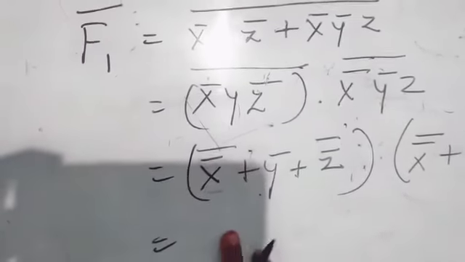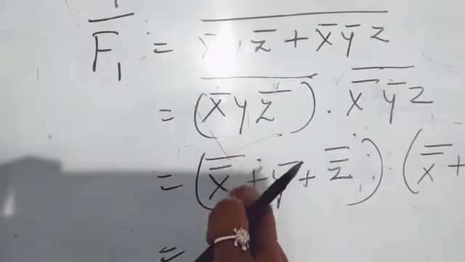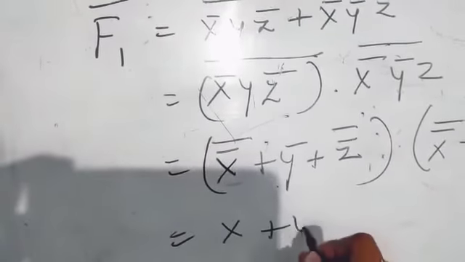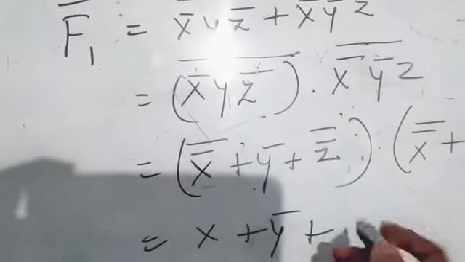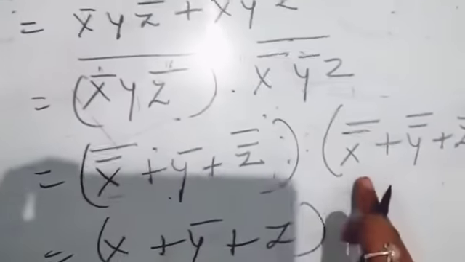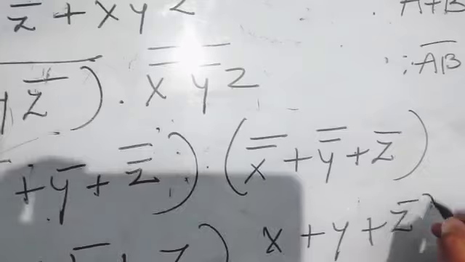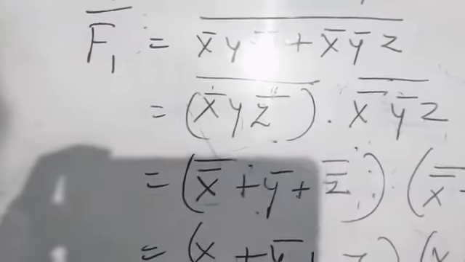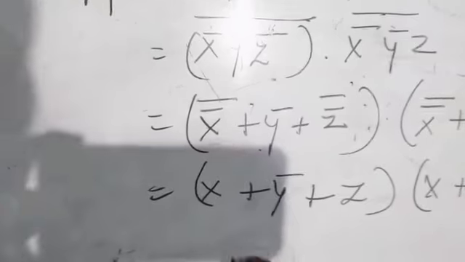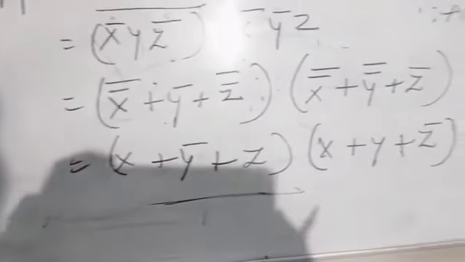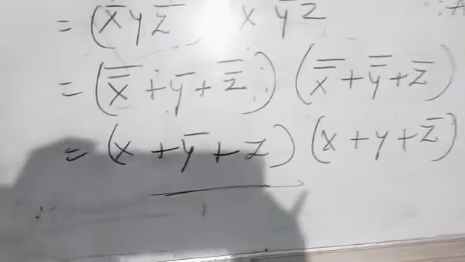Here x bar whole bar has two bars, so the value is x; y bar stays; and z bar whole bar is z. So the first factor is x plus y bar plus z. Similarly, the second factor is x plus y plus z bar. This is the final expression. This is how the complement of the function is simplified by using De Morgan's theorem, and this is the final result.